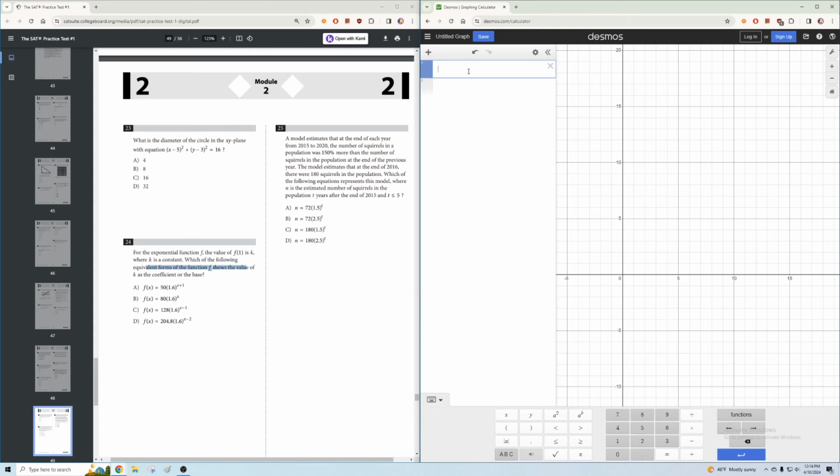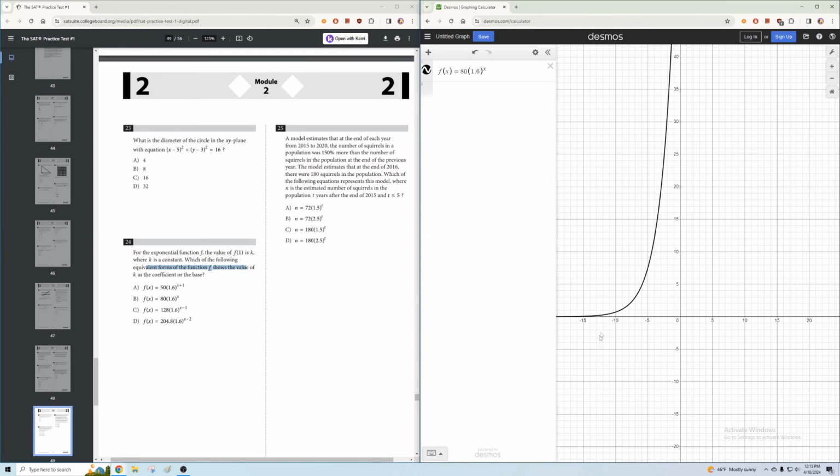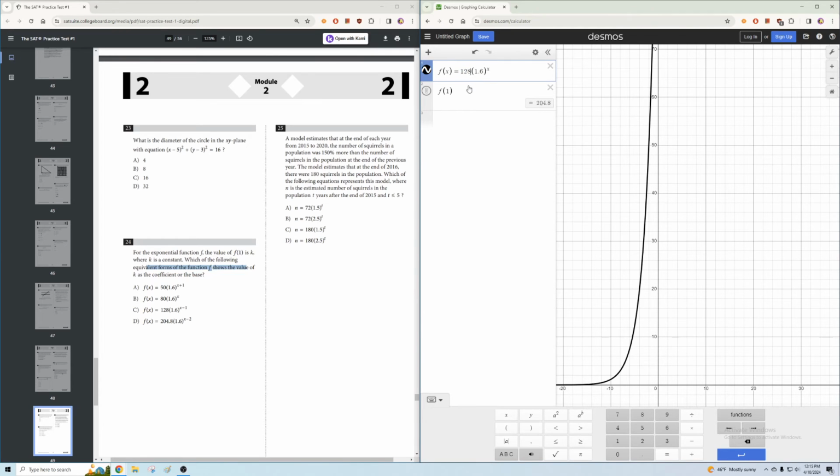I'm going to just look at choice like B, for example. It just looks like the easiest to type in. I'm going to do f of x is equal to 80 times 1.6 to the power of x. You can do to the power of by doing shift 6. Or you can do this button right here. Anyway, so f of 1 here is 128. So this coefficient does not match this 128. I think that's what it's asking us to do. Yeah, I'm pretty confident that is what it's asking us to do.